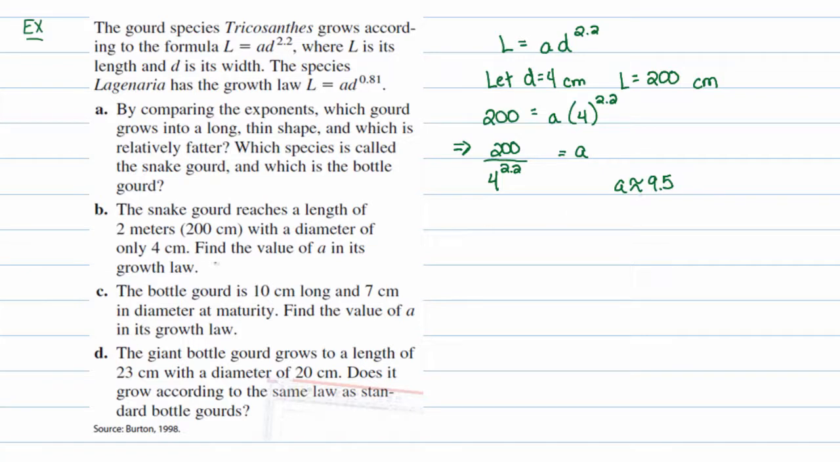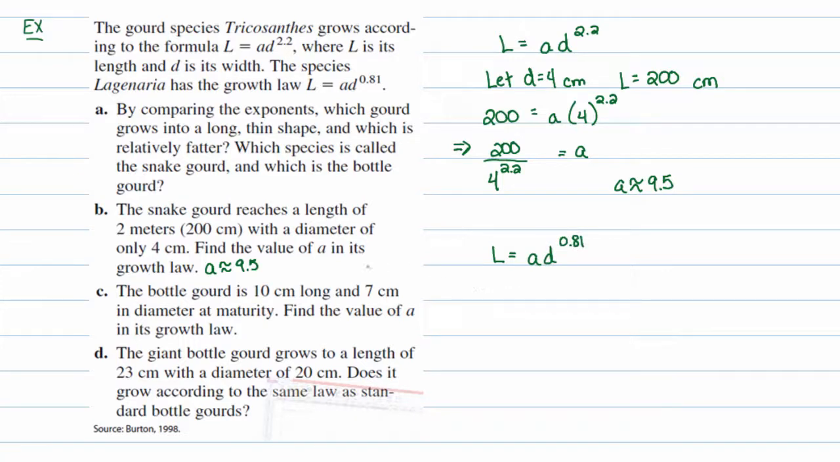And let's see if we answered. Yeah, we did answer the question. A is roughly 9.5. The bottle gourd, here's the second part of the question. Here they're going to have us find the growth factor or the growth law, the value of A in the growth law for the bottle gourd. So we'll do the same thing here. The bottle gourd has the overriding equation L equals AD to the 0.81 power.